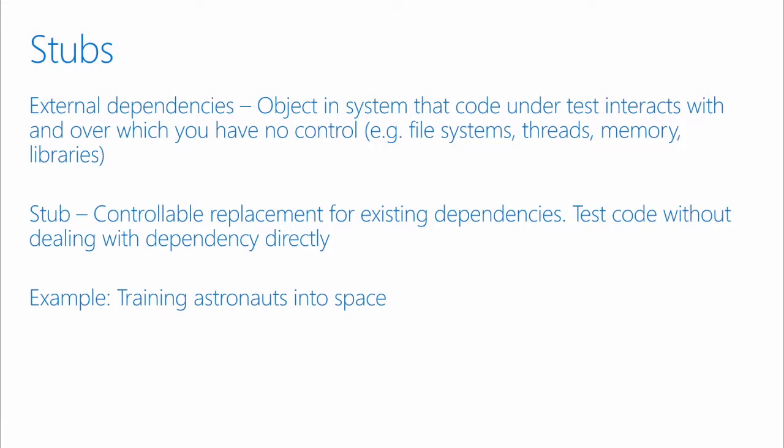First, let's talk about stubs. Yeah, so there are a couple of definitions that we just kind of want you to know of. The first is external dependencies. Now, you may already know what external dependencies are because there's a very good chance that you already use them, but those are objects in the systems that code under test interacts with over and over, in which you don't have control. So it's file systems, databases, threads, libraries. Those are just a few examples of external dependencies that you may have.